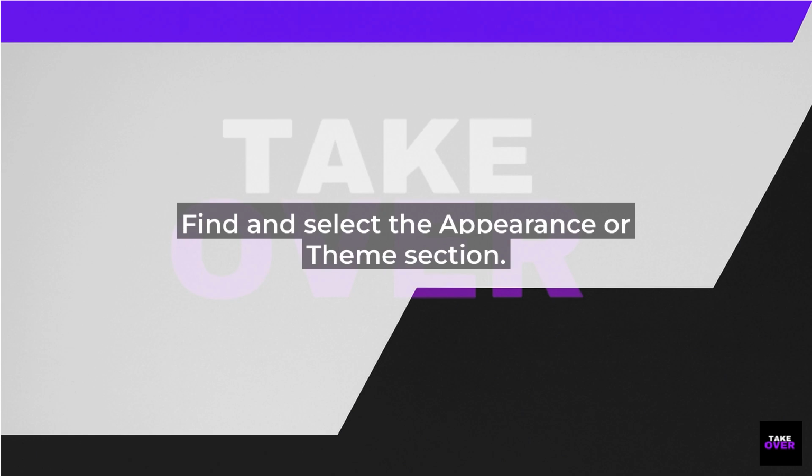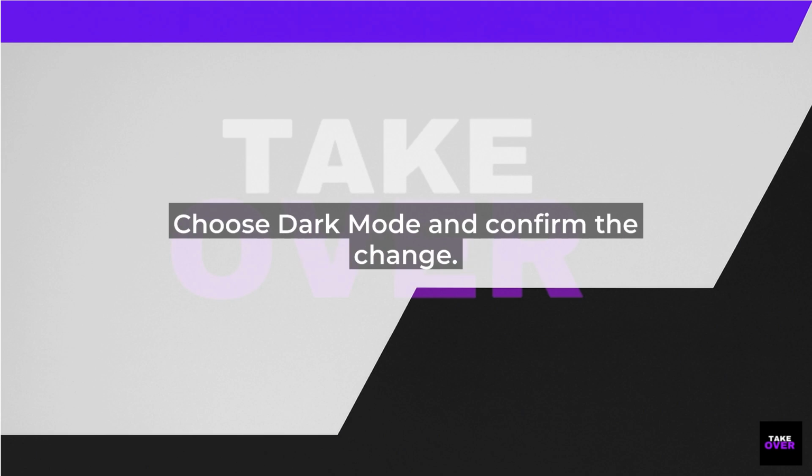Step 6. Exit the settings, and bam! Your Weverse app should now be in dark mode. Go ahead and navigate around to see the difference. If dark mode isn't showing up, it could be due to your device settings or an older app version. Try restarting the app or checking Weverse's official help page for updates.